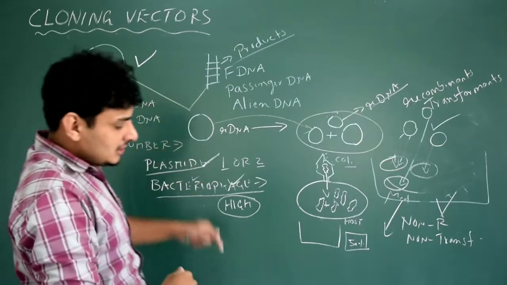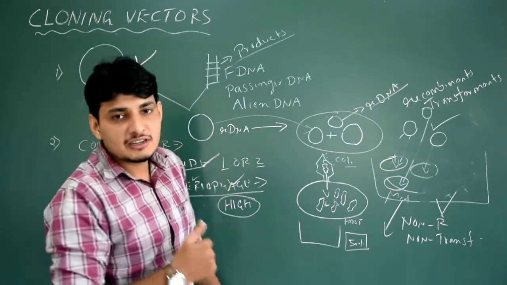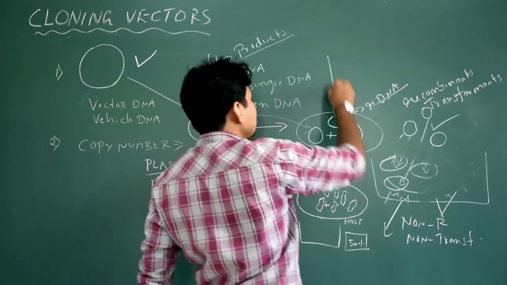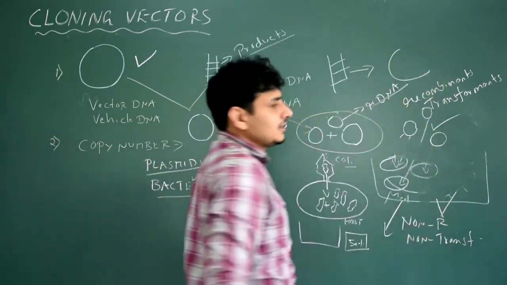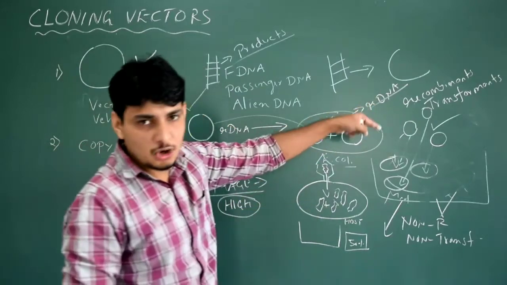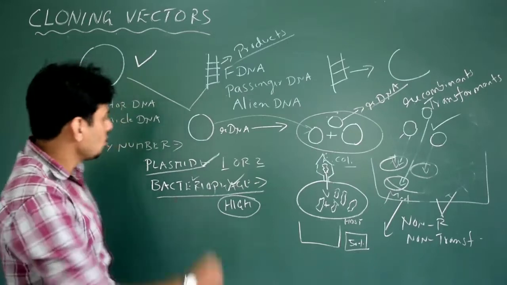And one more point I would like to add here. Please write down. Why are cloning vectors preferred? The first point is to link the foreign DNA, or alien DNA, or passenger DNA, to the vector DNA. The second point is selection of recombinants and elimination of non-recombinants. Two important points. Hope you understood it.